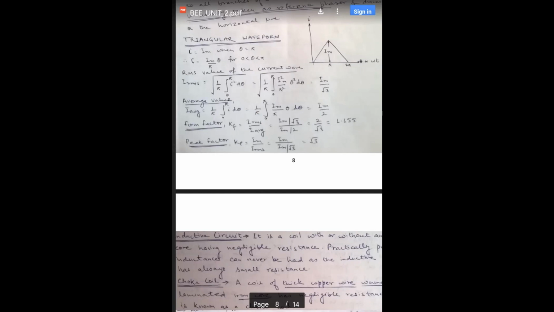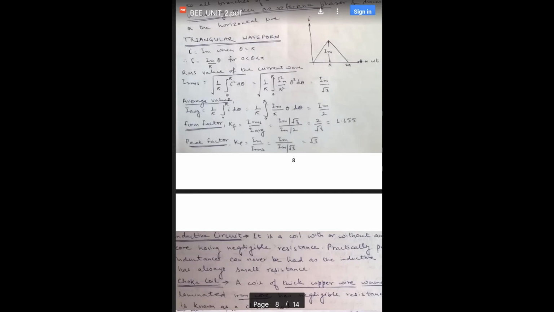So let us see this example of a triangular waveform. Here i is equal to Im when theta is equal to pi, as is evident from its peak value, and i is equal to Im theta upon pi. Okay. So this is for the 0 to pi value.